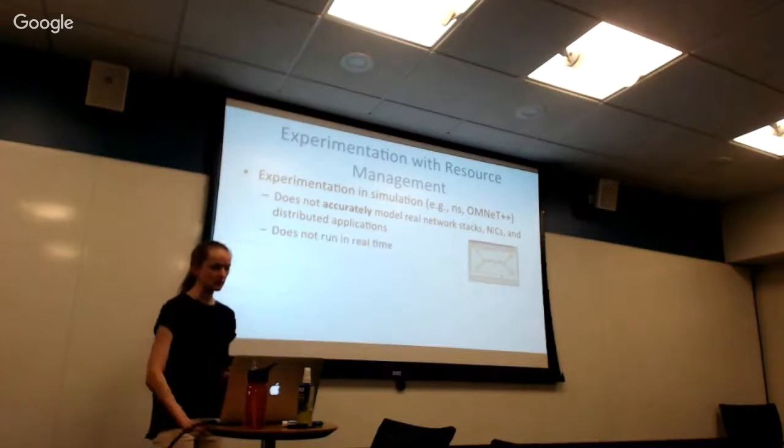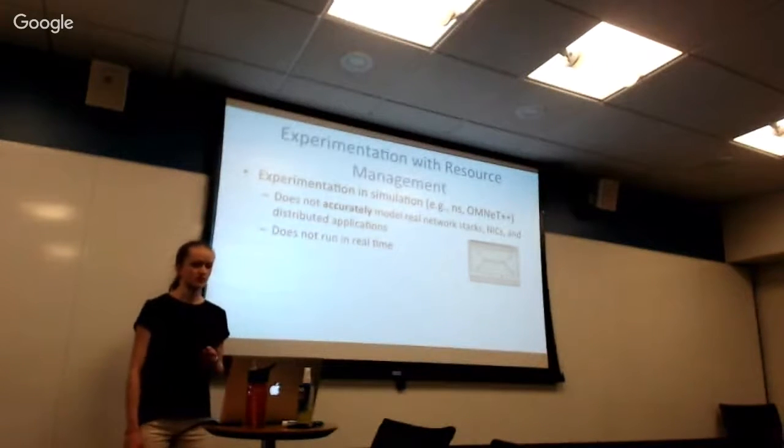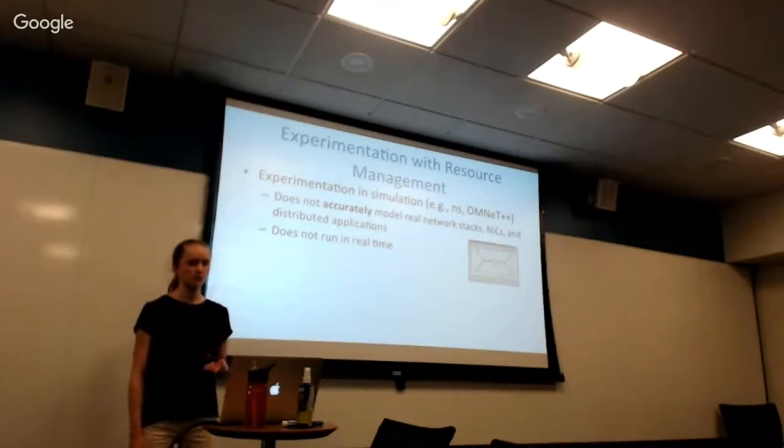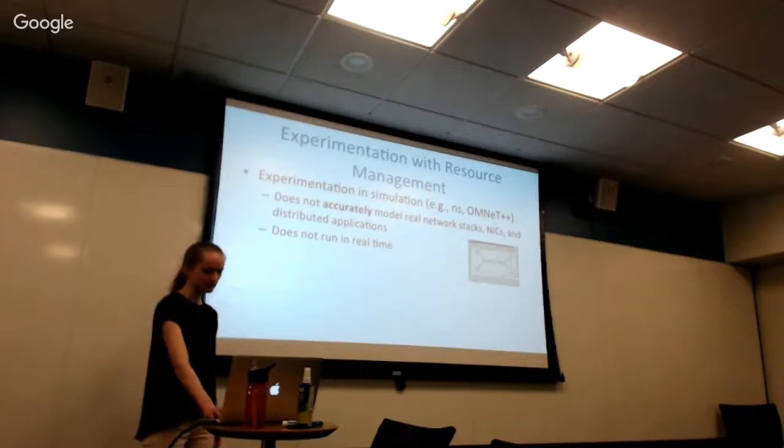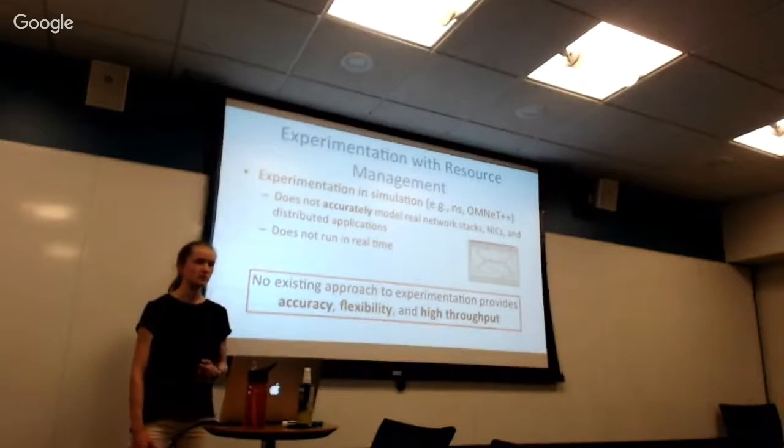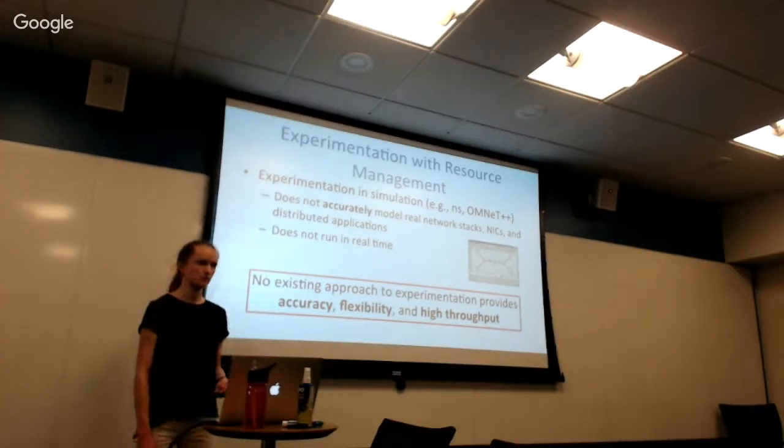And finally, as anyone who's actually run an experiment using one of these simulations knows, simulations are incredibly slow. Simulating only 1 second of time in a network can take hours. This slows down experimentation considerably. What this means is that no existing approach to experimentation with resource management schemes today provides flexibility, accuracy, and high throughput. This makes it difficult to prototype new schemes and to evaluate the performance of existing applications under different resource management schemes.